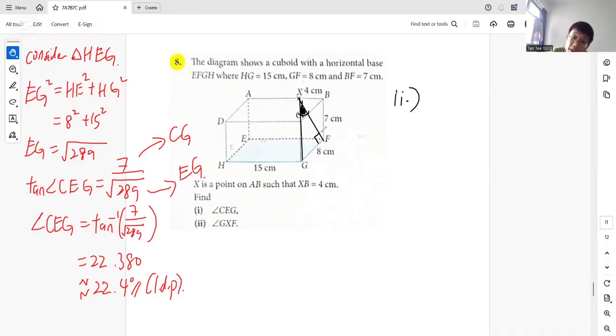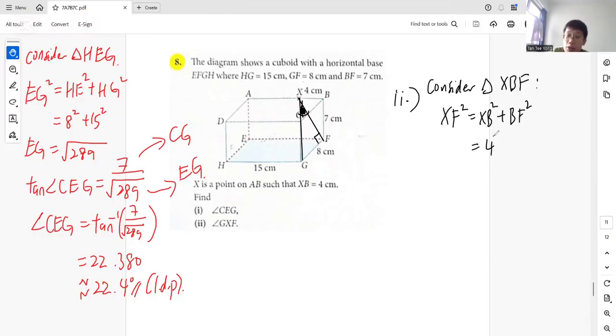So how do we find out XF? We consider this triangle XBF. So consider triangle XBF. So how to find XF? XF square equals XB square plus BF square, which equals 4 square plus 7 square. So I'm just going to write it in square root again. So XF equals square root 65.